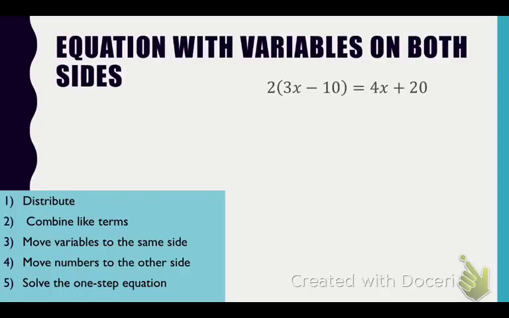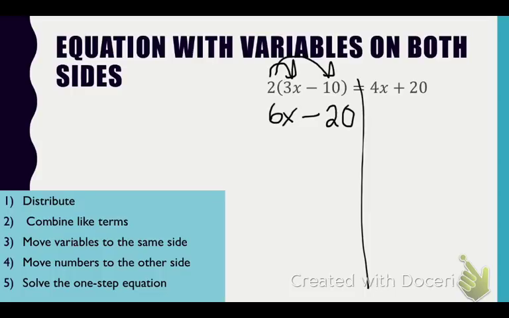All right, so our first example is a lot like what we've been looking at in class recently. So I'm going to follow the steps. Step 1, distribute. So I'm going to distribute the 2 to everything inside the parentheses. 2 times 3x is 6x. 2 times negative 10 is minus 20 equals 4x plus 20. So step 1 is done.